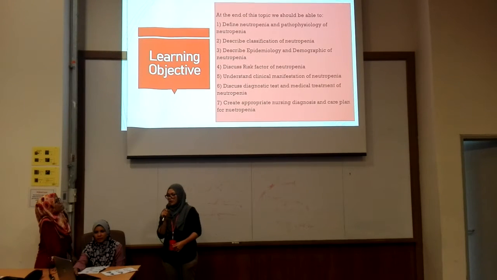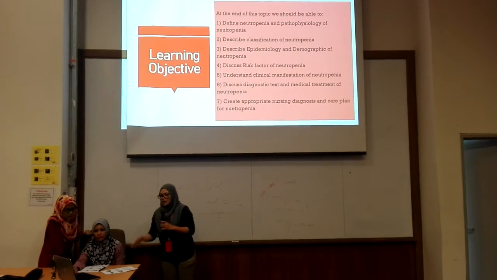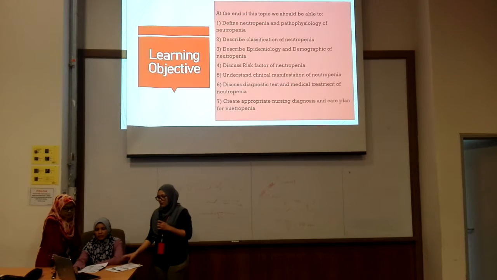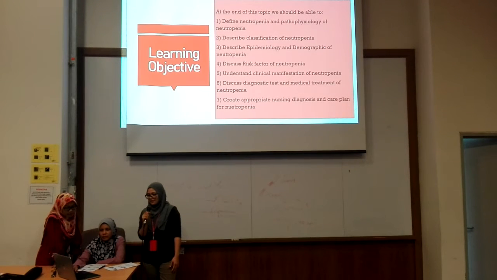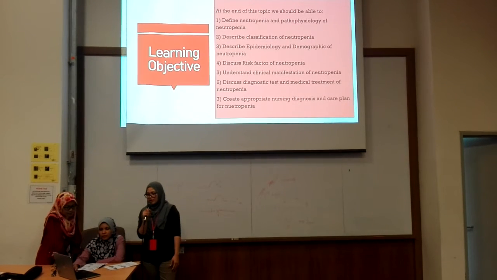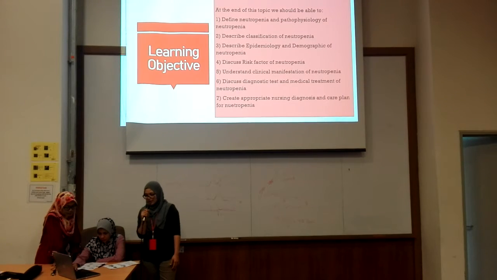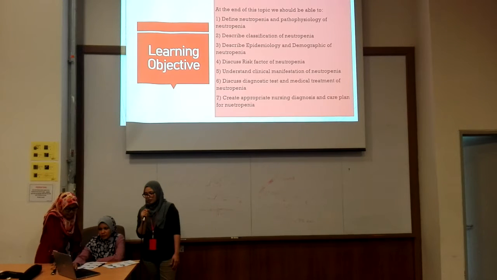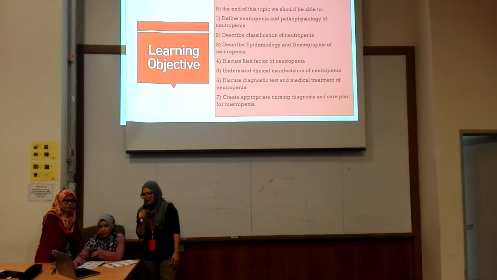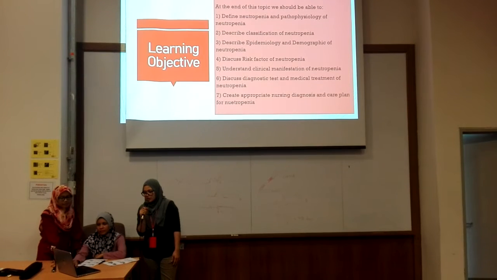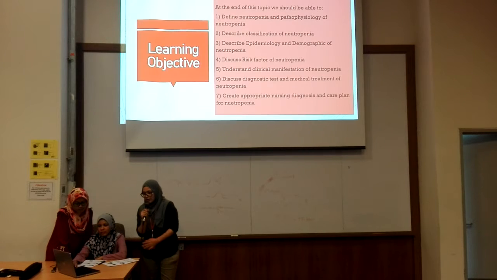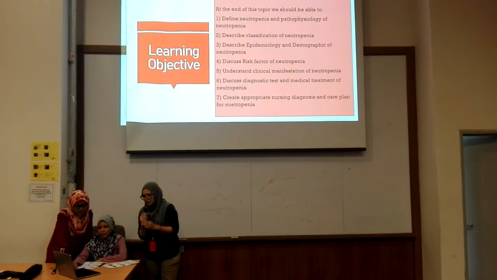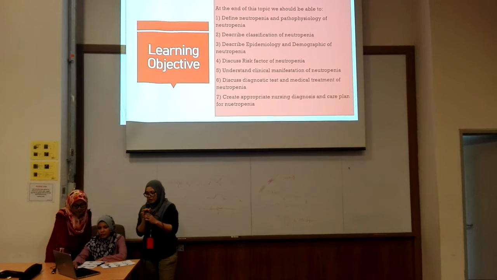So at the end of this topic, we should be able to define neutropenia and pathophysiology of neutropenia, describe classification of neutropenia, describe epidemiology and demography of neutropenia, discuss risk factor of neutropenia, understand clinical manifestation, discuss diagnostic tests and medical treatment of neutropenia, and create appropriate nursing diagnosis and care plan for patient with neutropenia.